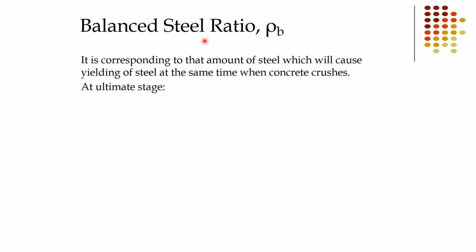Here is the balanced steel ratio. First of all, what is steel ratio? Steel ratio is the area of steel divided by bd, where b is the width of the beam and d is the effective depth of the beam. Rho is the reinforcement ratio or the steel ratio. What is balanced steel ratio? It corresponds to that amount of steel which will cause yielding of steel at the same time when concrete crushes. It means yielding of steel and failure of concrete occur simultaneously.